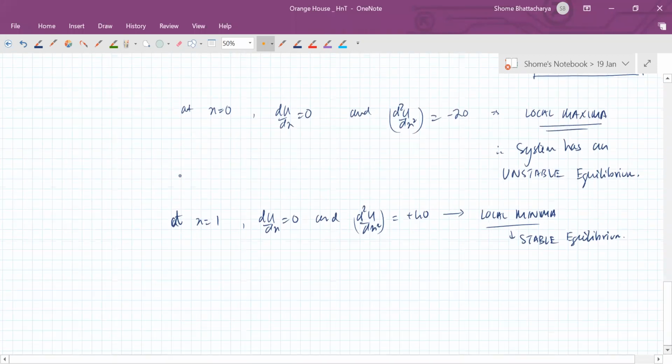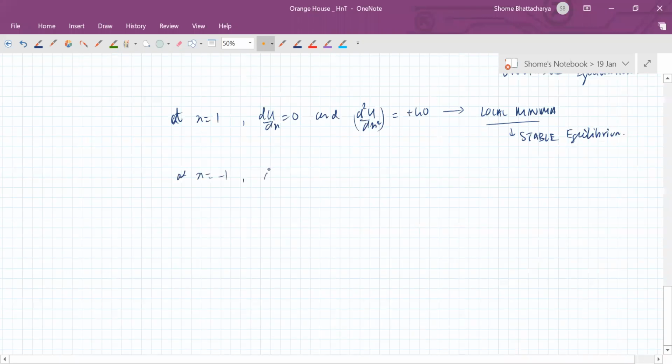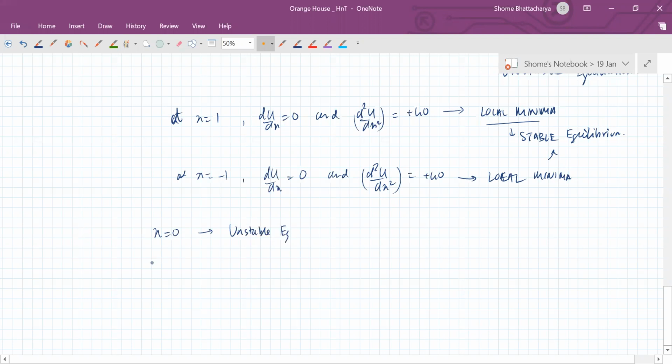Okay, similarly, you will see that at x equal to minus 1, du by dx will be 0. But second derivative, again, if you put the value of minus 1 in the equation, you'll get it again as plus 40 only. So again, it's a local minima. So again, it's stable equilibrium. So finally, second part, what we understand is x equal to 0 is the unstable equilibrium position. And x equal to 1 and x equal to minus 1, they are both the stable equilibrium positions.